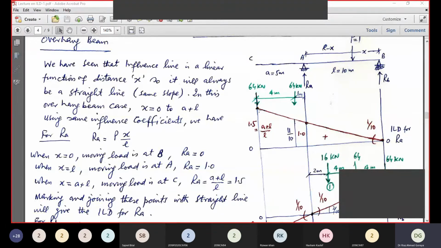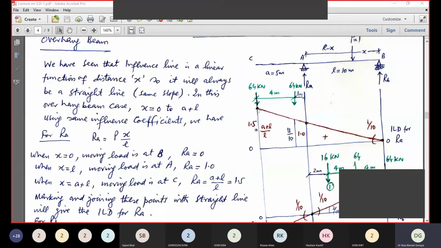Now the first wheel at C will not give the maximum value. There are two options. Let me share with you. Some books say that some wheel should be at that reaction point. And some books say that no, that may not give the maximum value.